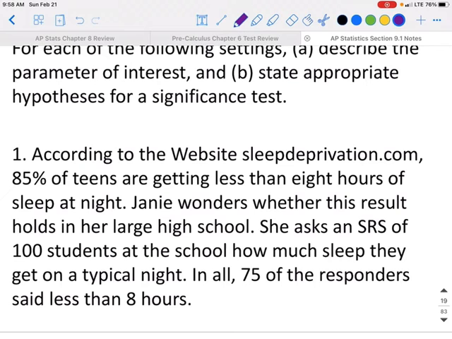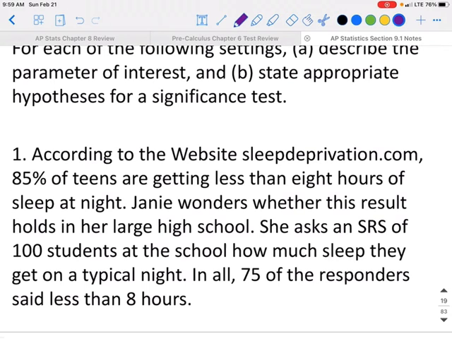So we need to determine what we're actually looking for. What's our value that we care about? In this case, we're looking for a proportion. p equals the proportion of students at Janie's high school who get less than 8 hours of sleep. So again, your p value is talking about the entire population. In this case, the population is her high school.